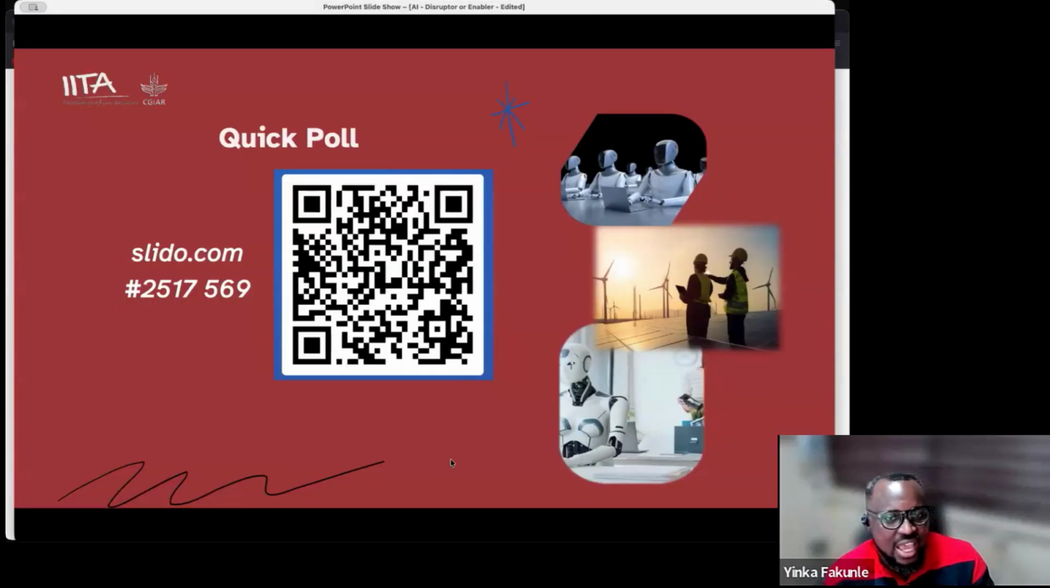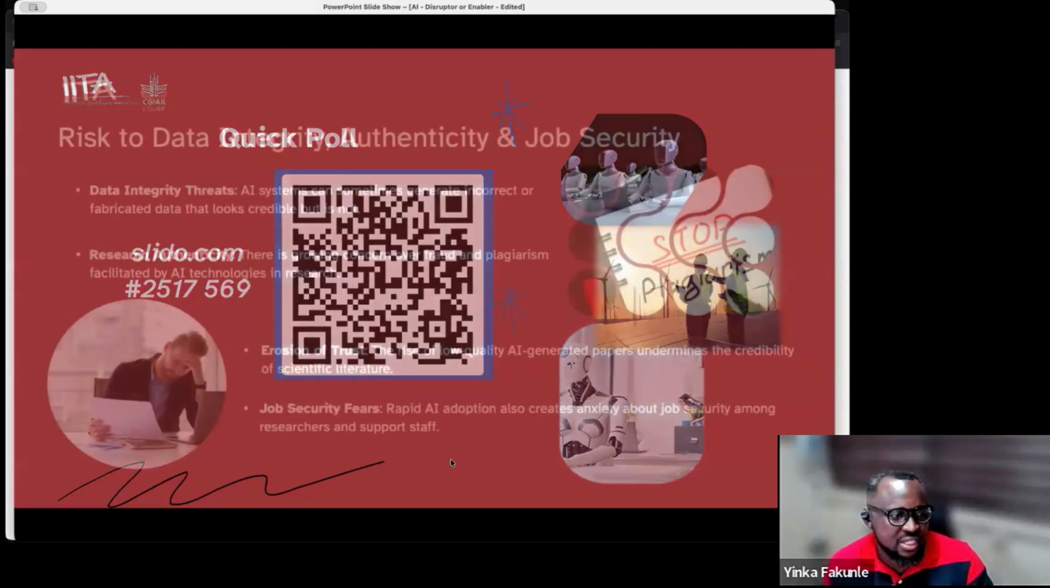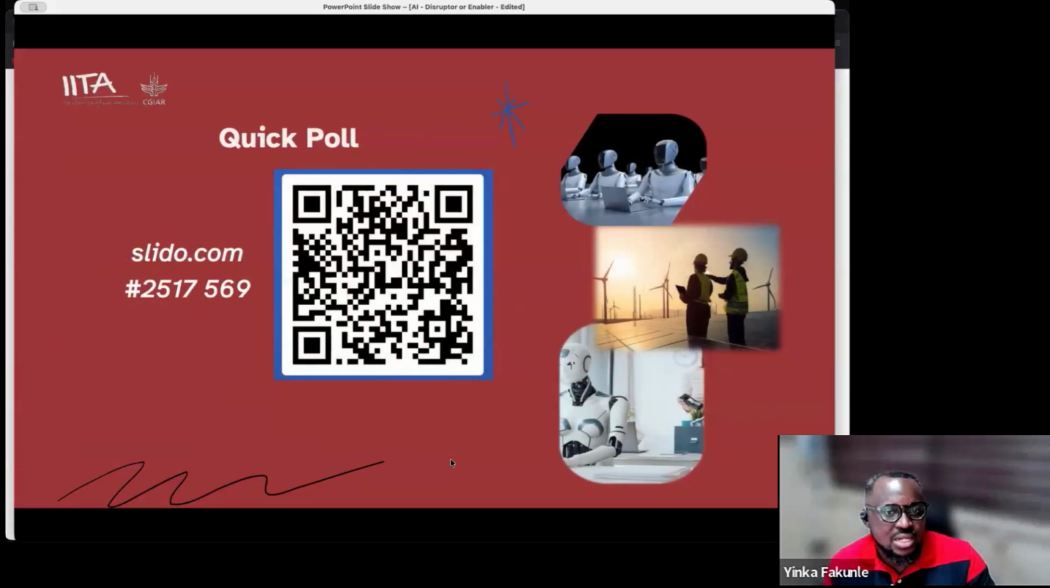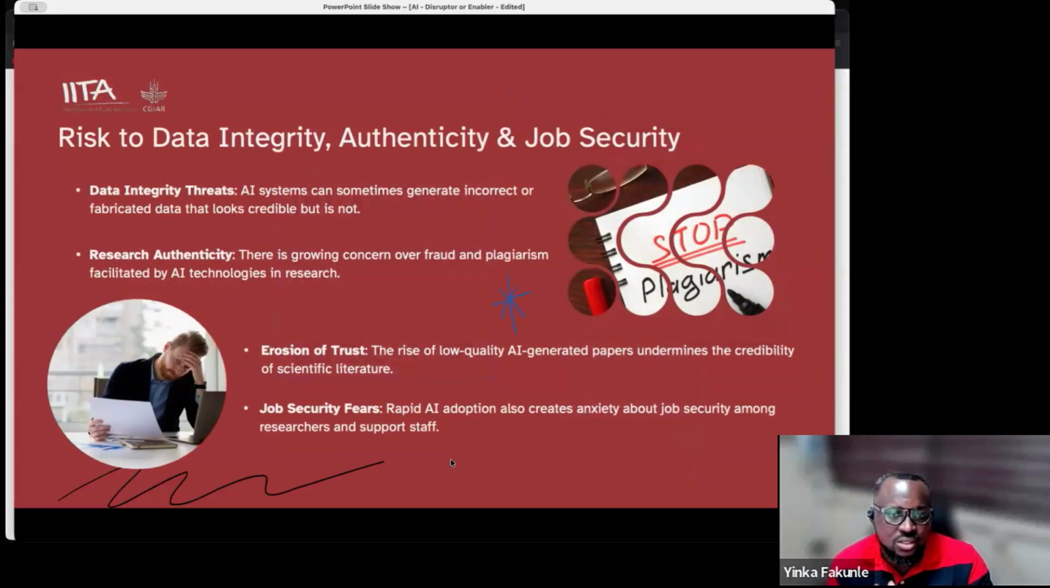AI as a disruptor will be the next thing we talk about. But before we go to that, let us talk about the risks that come with relying so much on AI, specifically risks to data integrity, authenticity in research, and those job security fears we just touched on from the poll. Every new technology brings risk. For AI in research, the big concerns include: can we trust the data and the results if AI has a hand in that? And on the human side, how does AI impact trust and morale?